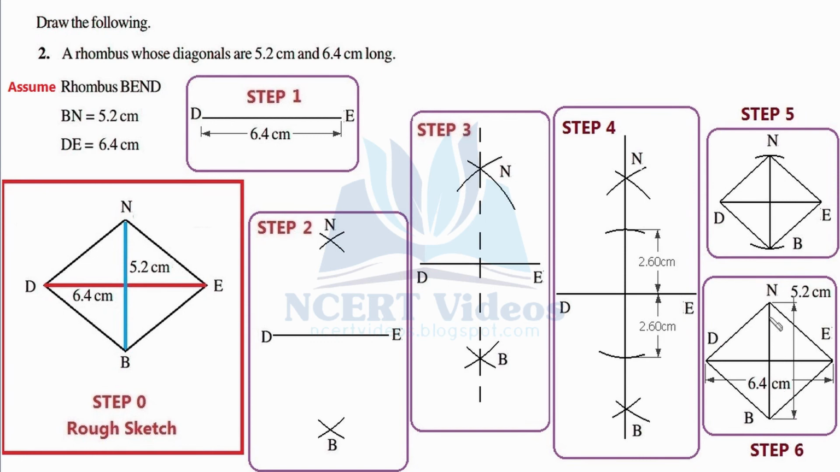In step number 6, we simply jot down all the values from the rough sketch into our final figure. That is, the measurement of both diagonals is 6.4 cm and 5.2 cm. And jotting down all the vertices as we had in our rough sketch, that is BEND, again in our actual figure as BEND. With this, we have successfully constructed a rhombus whose diagonals were provided to us by using the properties of rhombuses. That completes our second question of exercise 4.5, chapter 4th, mathematics class 8th, practical geometry.